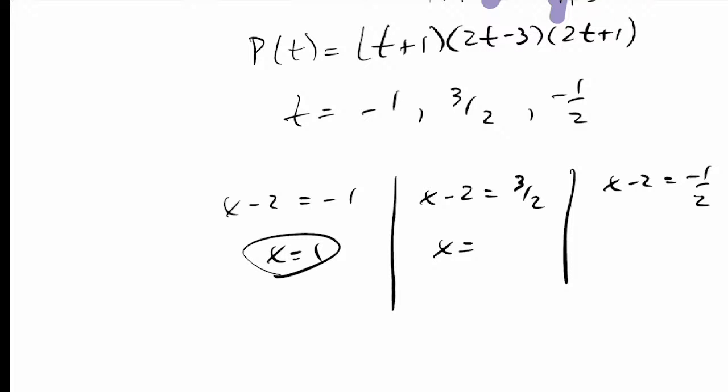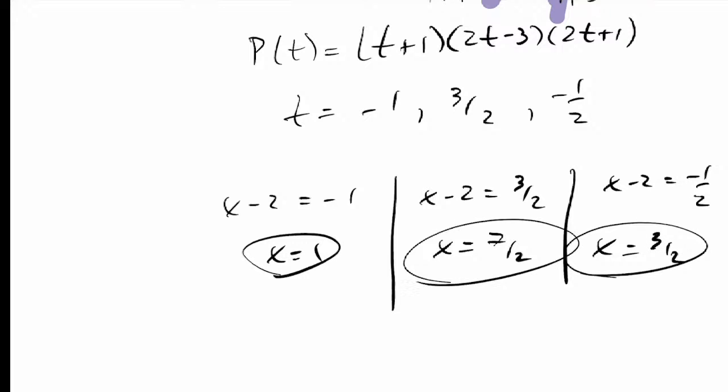So I'm getting then x is 3/2 plus 2, which is 7/2. And lastly, x is 2 minus 1/2, which is 3/2. So these become the three answers for this one.